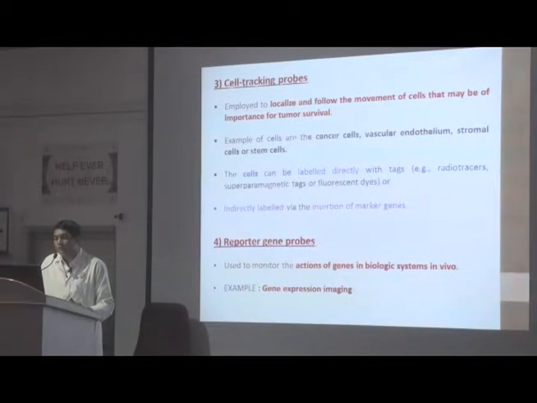Cell tracking probes are used to localize and follow the movement of cells which are required for the survival of the tumor, like vascular endothelium cells, stromal cells, or stem cells. They can be labeled directly or indirectly on the basis of the requirement. Reporter gene probes are used to monitor the action of genes in biological systems in vivo. A common example is gene expression imaging.